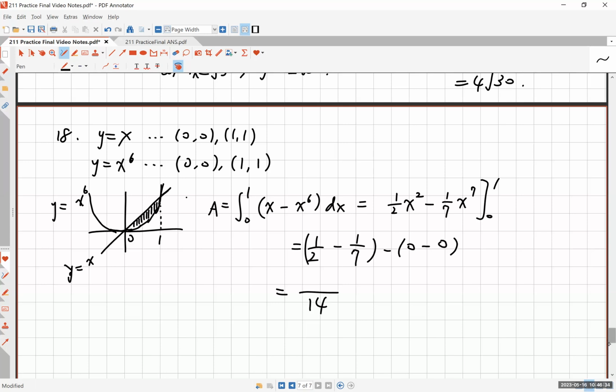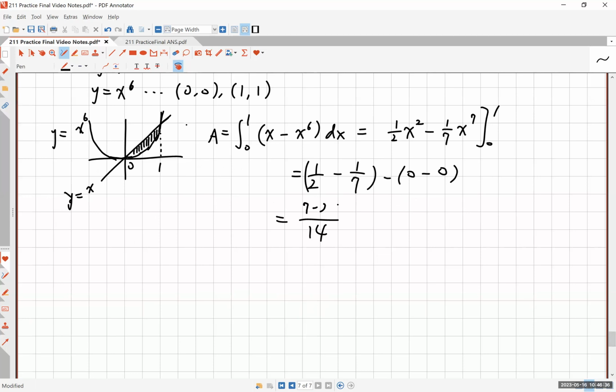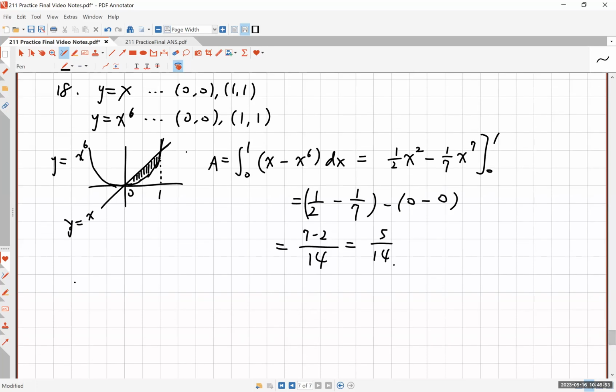Because the other one is 0 minus 0. Now the hard part, fraction. 7 minus 2 is on the top. Is that right? Yeah, because 1/2 is 7 over 14, 1/7 is 2 over 14, and so the answer seems to be 5 over 14. Okay, so this should not be a hard problem. I know we talked about this in the last chapter, how to find the area between two curves, and that should be a pretty simple equation problem.